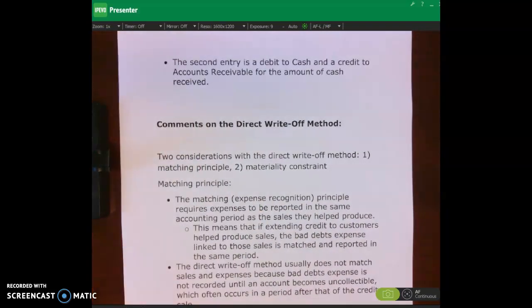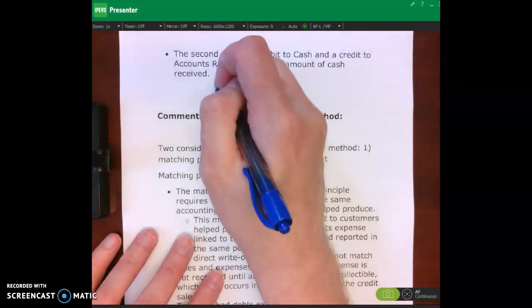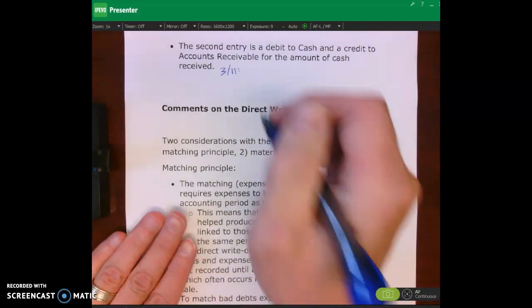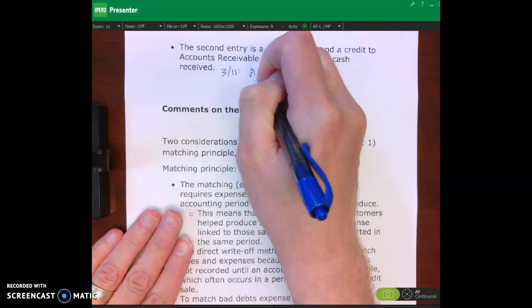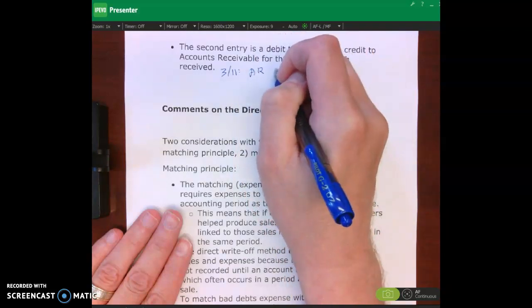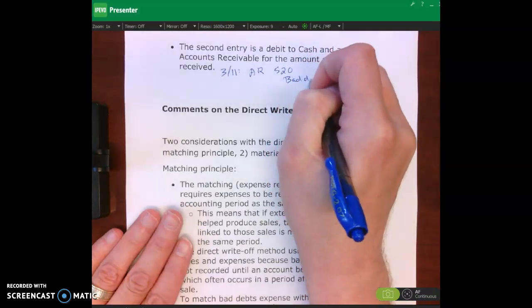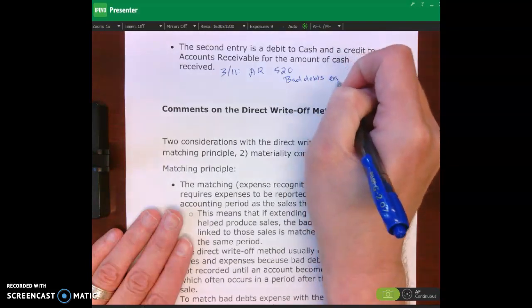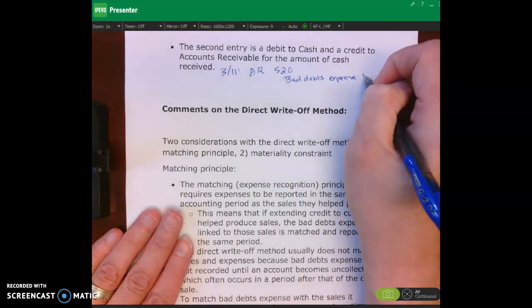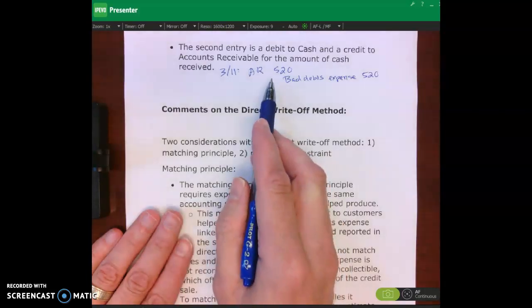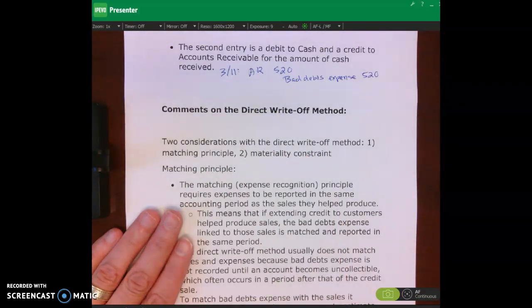So we're going to do 2 journal entries, and this is done on March 11th. That's when J. Kent's going to pay us. We are going to reverse the journal entry that we did to write off their debt. So we will debit accounts receivable for $520, and then we'll credit bad debts expense for $520. Debit accounts receivable $520, credit bad debts expense for $520. So this is an exact reversal of the journal entry that we did on January 23rd. It's the exact opposite.